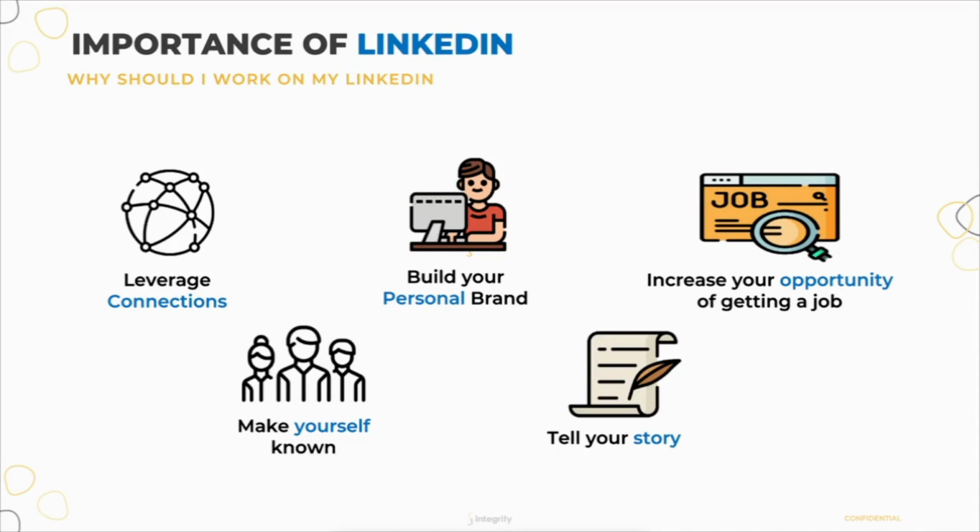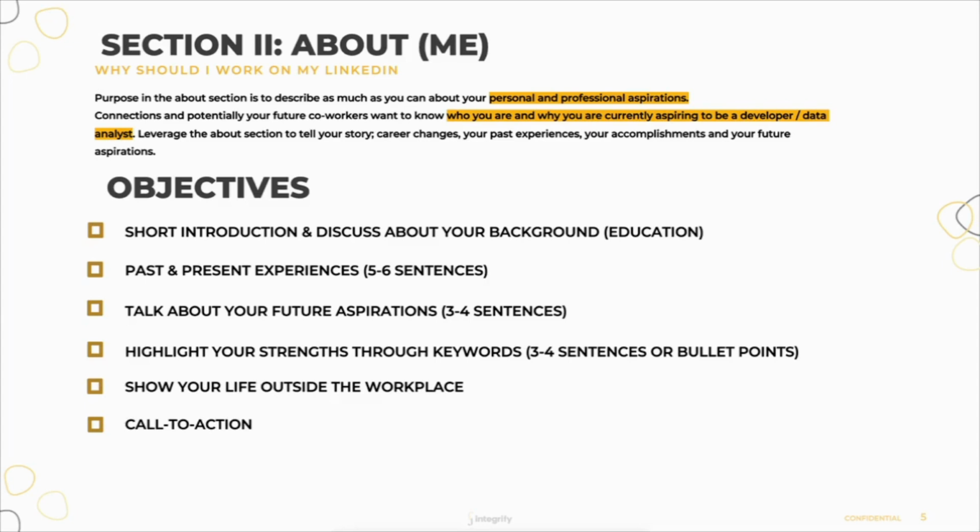Telling your story on LinkedIn is very important to do, increasing your opportunity of getting a job. LinkedIn provides you with a 3,000 character limit to write your About Me section. It's really important to have your personal and professional aspirations there, because connections, and potentially your future co-workers, want to know who you are, why you're currently aspiring to be a developer or data analyst. Leverage the about section to tell your story: why you changed your career, where you are right now, what you do, why you are doing what you like to do, your past experiences, and what you want to do in the future.